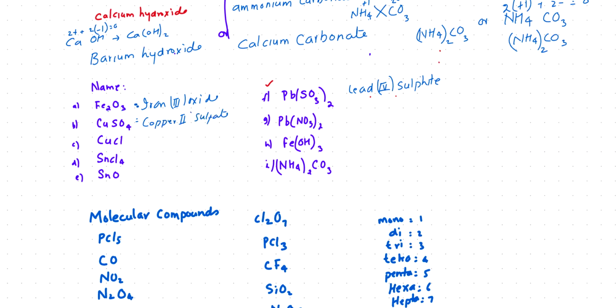CuCl, copper valency 1, Cl valency 1, so copper 1 chloride. SnCl4, Sn is tin, valency of tin is 4 here. So tin 4 chloride. SnO, Sn valency is 2 here, oxygen valency also 2. So tin 2 oxide. So tin valency is 2 here. So we write tin 2 oxide. So here we write the Roman numerals in the bracket.